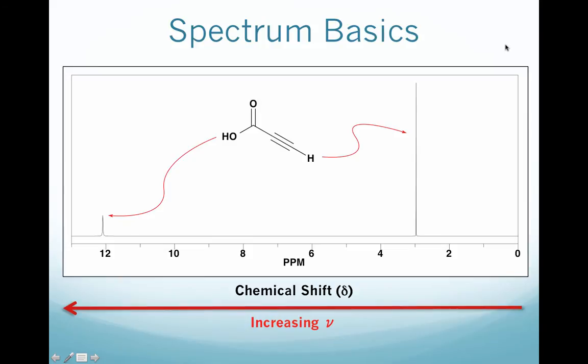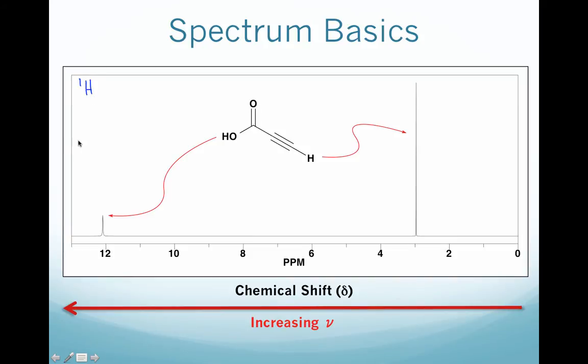Here we have a sample NMR spectrum of this compound that we just looked at with the carboxylic acid and the alkyne. And a couple features to take out of this. First, you'll see that it runs from right to left, and it goes from 0 to 12 ppm, or parts per million. Now this is a proton NMR.